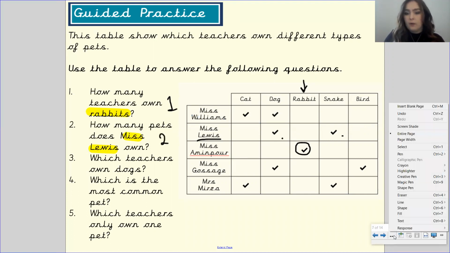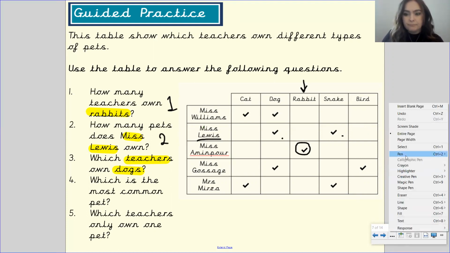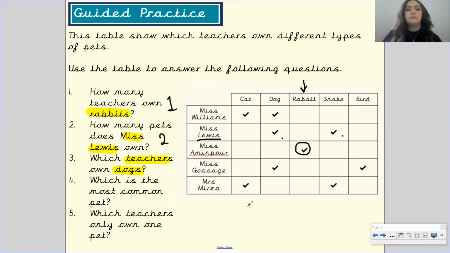Okay, let's have a go at question number 3. So question number 3 says, which teachers own dogs? What do you think we're going to have to do to find this information out? Pause the video to have a think. Okay, so we need to find the dog column.